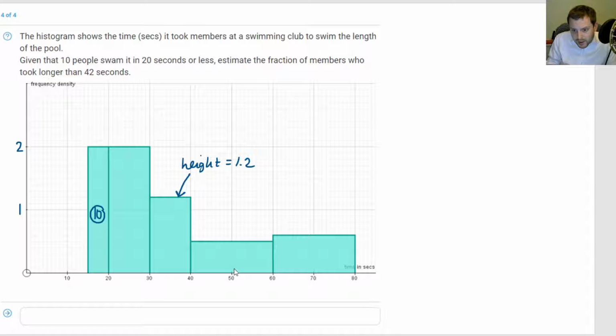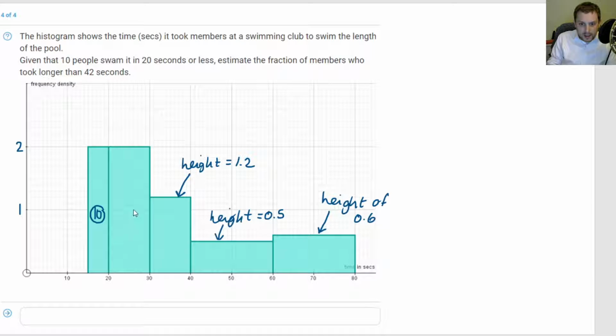This has a height of 1, 2, oh, it's very hard to see. 1, 2, 3, 4, 5. It looks like. Let's see if I kept counting would I get. So 6, 7, 8, 9, 10. Yeah, so this has a height of 0.5. And this one that has a height of 0.6. I can see that much more clearly. Height of 0.6, which means let's just fill in the frequencies.